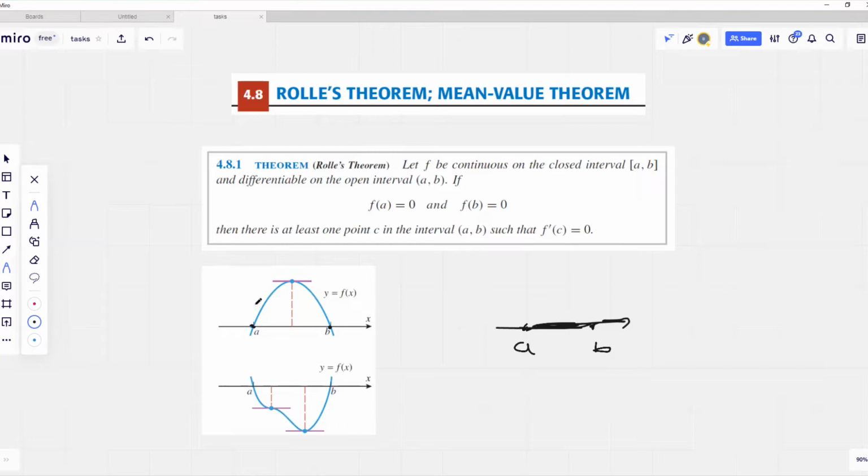Then similar to the proof of extreme value theorem, for this function to reach point B, it should switch from being increasing to being decreasing at some point on that interval. And at that point, since our function is continuous and differentiable, this point is going to be a stationary point. So derivative of that function at point C is going to be equal to 0.